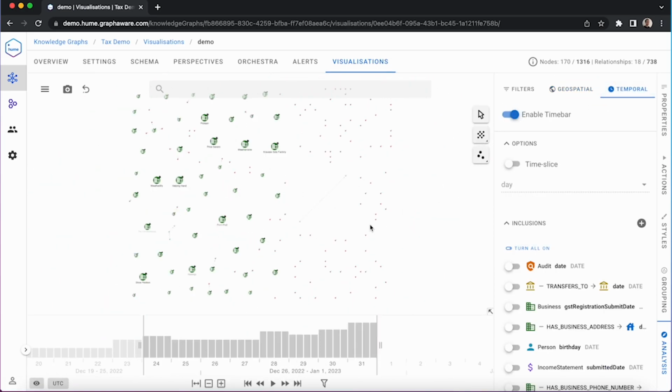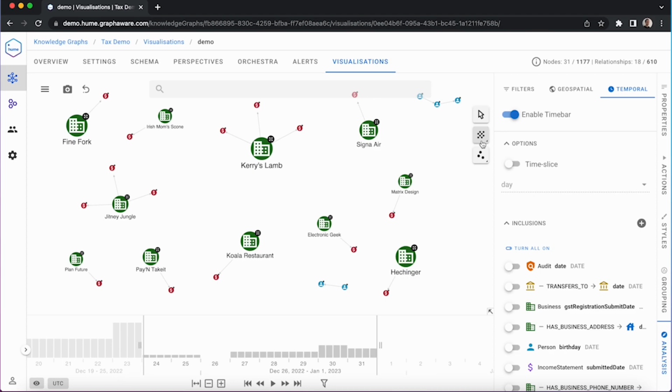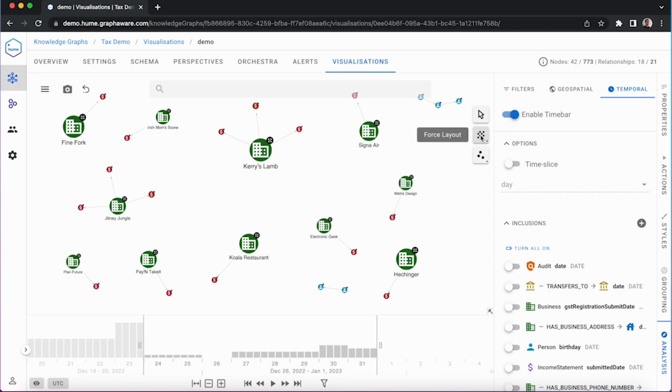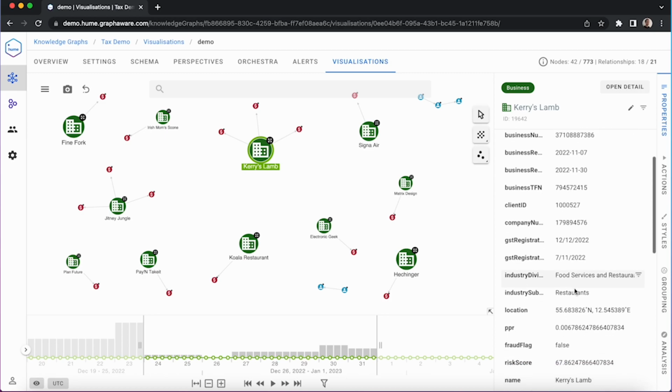This is because numerous companies attempt to exploit understaffed tax officers during this period, hoping to evade detection for their fraudulent activities. The size of a business node indicates its risk score. The larger the size, the greater the potential for fraudulence. As we narrow down our list of suspects, let us analyze one of the highest risk companies, Kerry's Lamb.